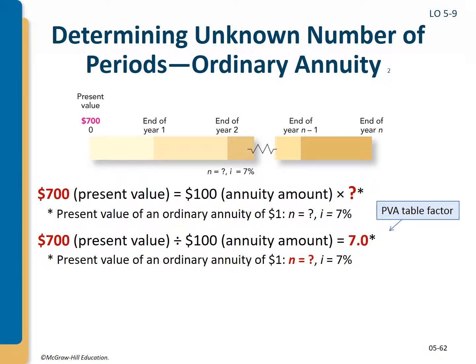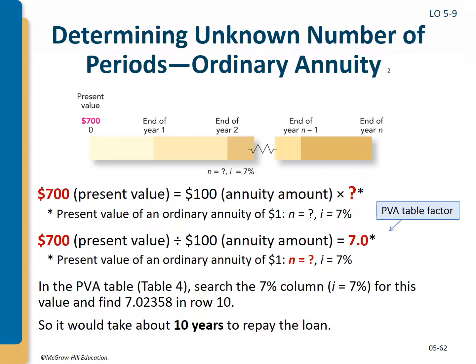And so that's what I was just explaining to you. When you go across that table, you will see it's about 10 annual payments. So if you pay $100 a year to pay off that $700 so your friend earns a 7% interest, it's going to take 10 years.